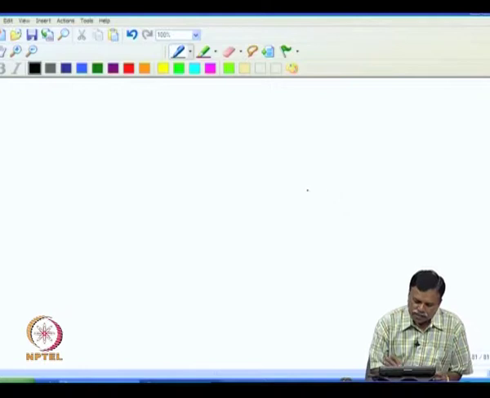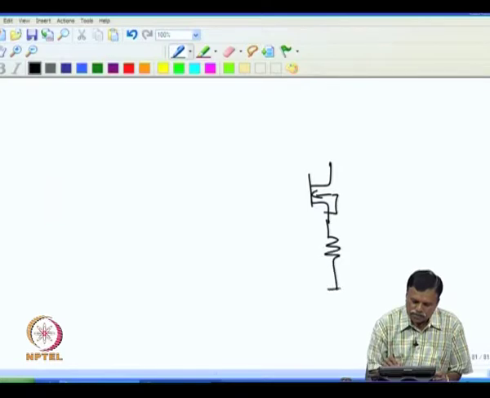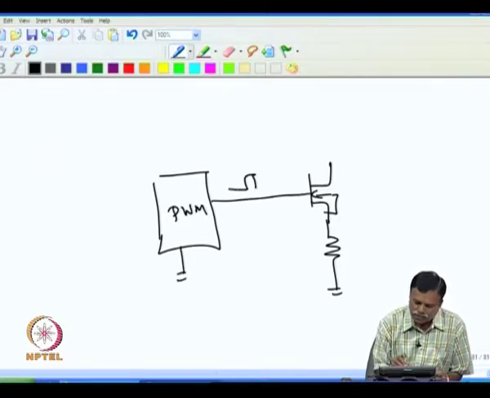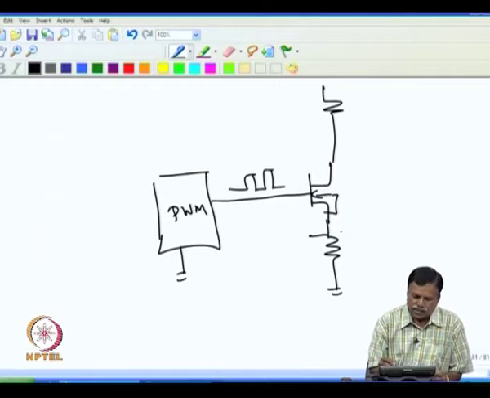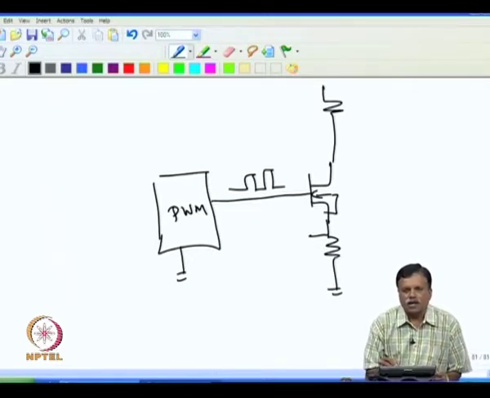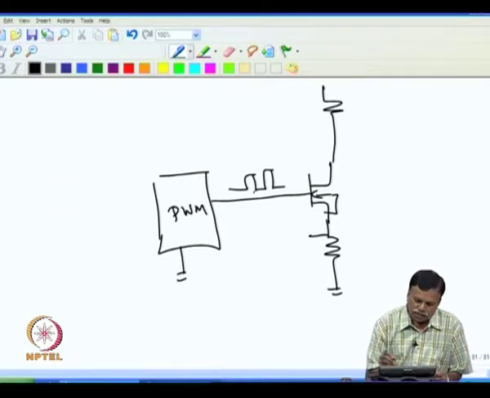For example, if I have a MOSFET power switching, then we will have a switching device here, say a PWM IC, which gives the PWM pulses to the gate of the MOSFET, and we have a load here. If the current is more than the level that is allowed, then we want to switch off this PWM, and once switched off, it should remain in the switched off condition even if this current is not there.